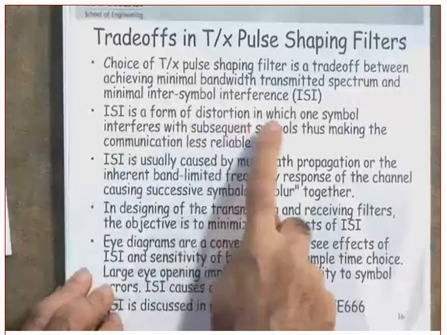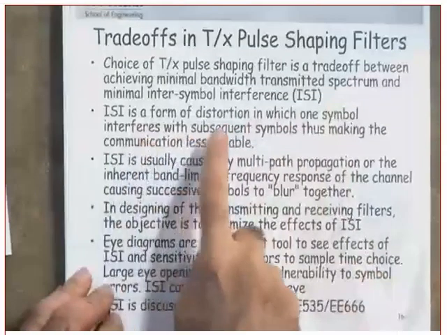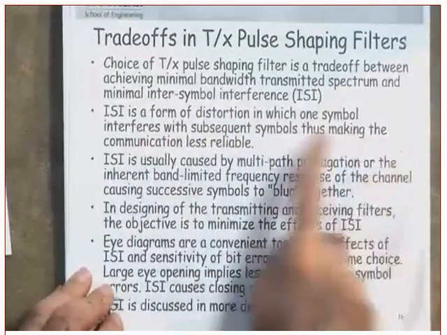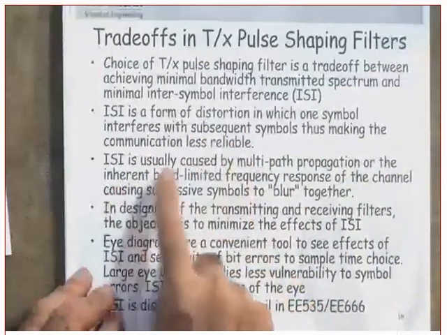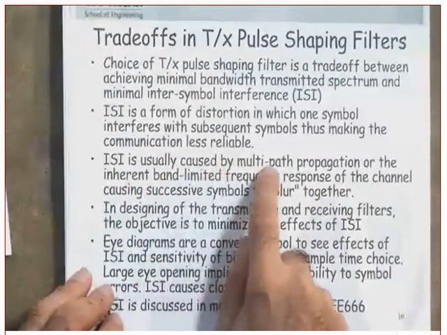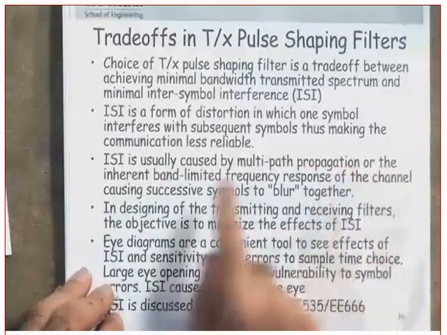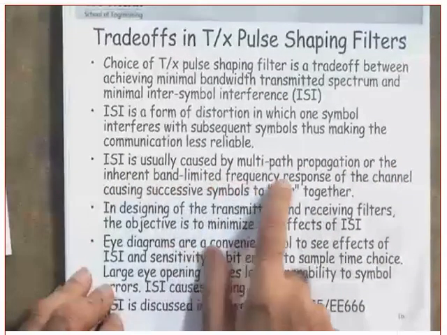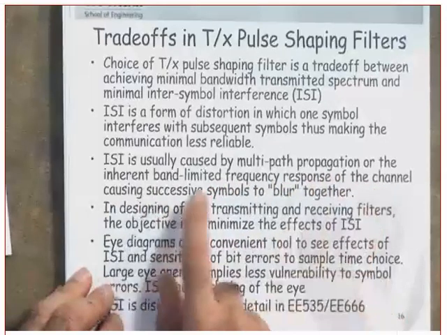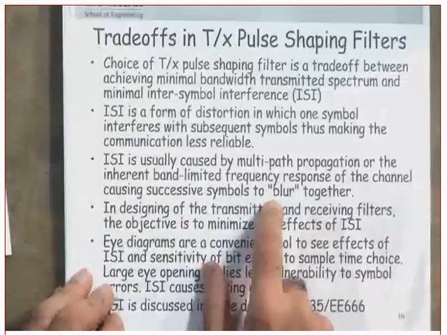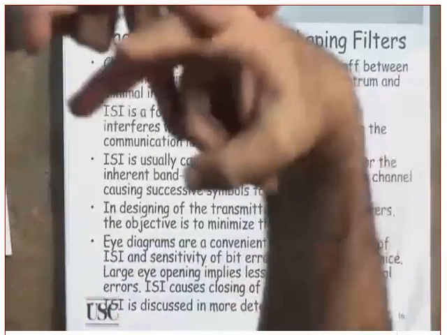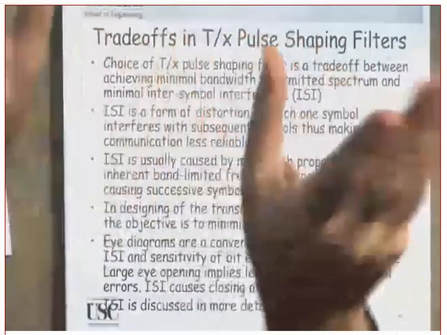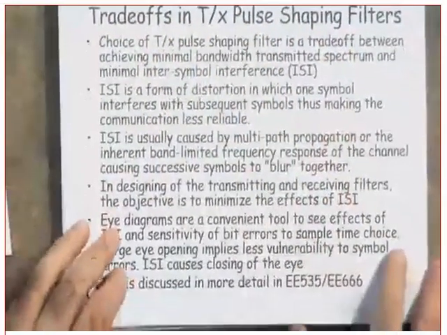ISI is a form of distortion in which one symbol interferes with subsequent symbols, thus making the communication less reliable. ISI is usually caused by multipath propagation or the inherent band-limited frequency response of the channel, causing successive symbols to blur together. Blur means what? Combine together, and you will see shadows and stuff like that. Did you get this or not?